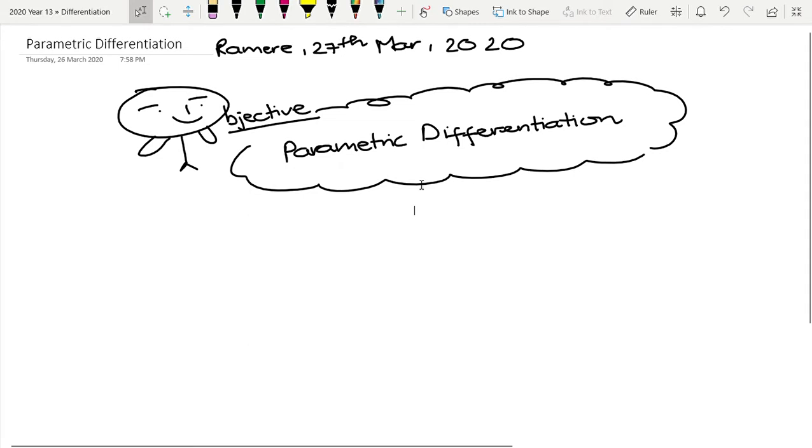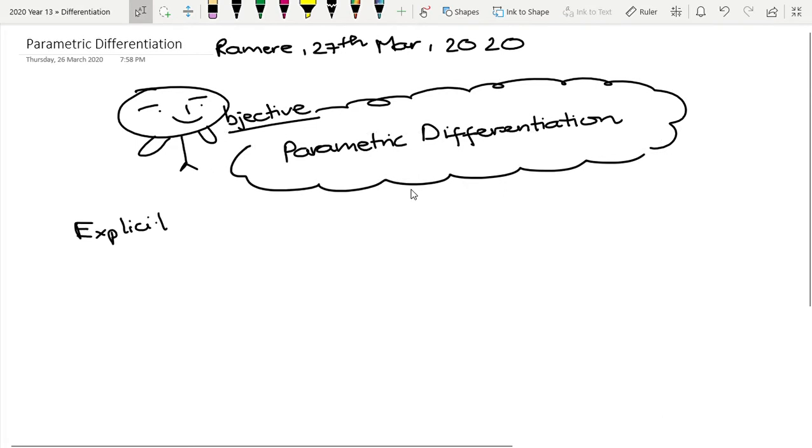We are talking about parametric differentiation today, and we have talked about explicit differentiation, implicit differentiation, and the last thing that we learn is parametric differentiation. Those are all the three that we know so far in mathematics. So let's get started with the first one, which we call explicit differentiation.